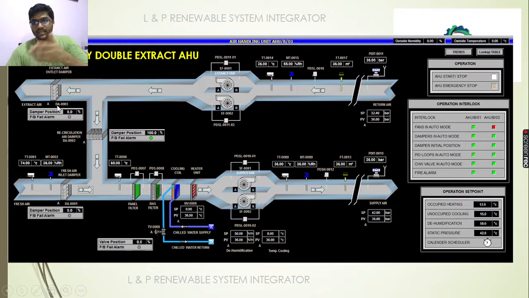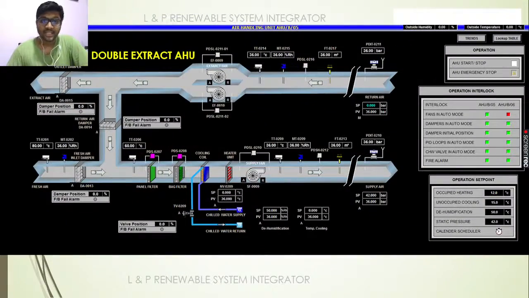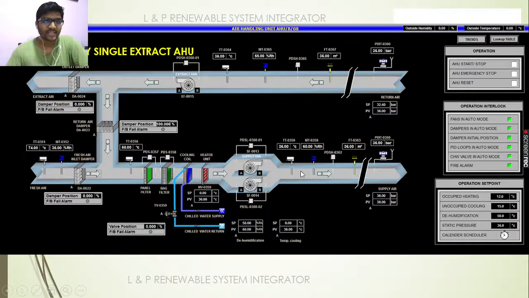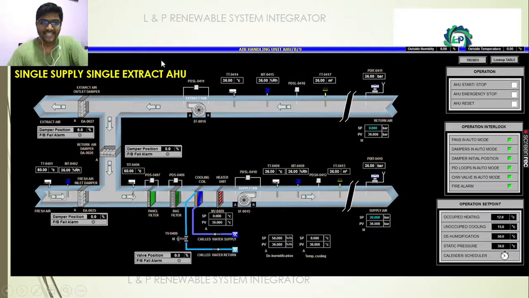Now let's get an idea about this. This is one of the template screens you can use; otherwise you can prepare your own based on your ideas. This is one example I am giving for double supply double extract AHUs. This is a single supply double extract AHU. See here, there is a single supply and double extract, and the rest of the operations are the same. This is a double supply and single extract AHU, and this is a single supply single extract AHU, typically a single unit.